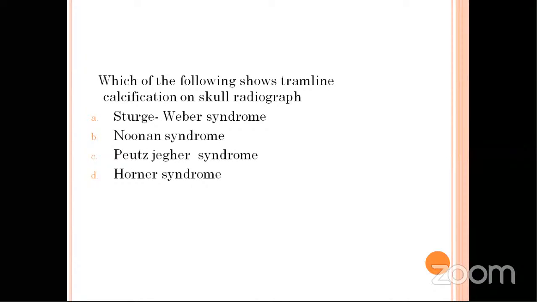which of the following shows tramline calcification on skull? Tramline or train track, the calcification that looks like that on skull radiography. That is actually Sturge-Weber syndrome. Okay, Sturge-Weber syndrome.